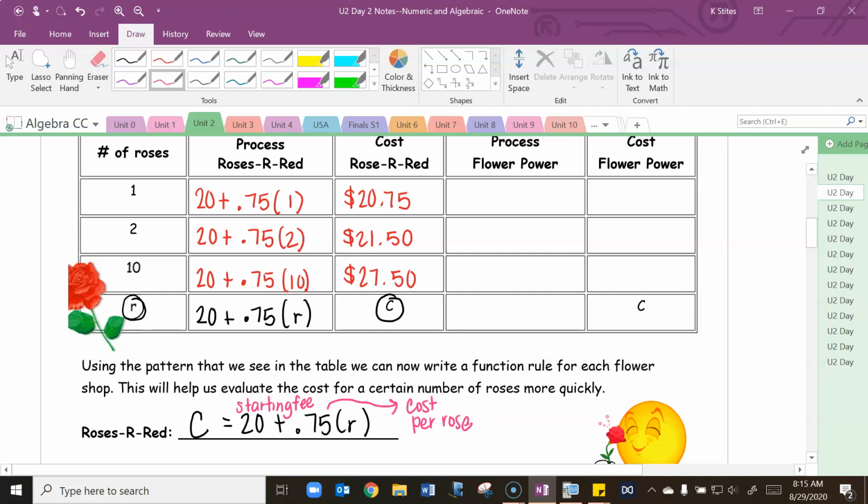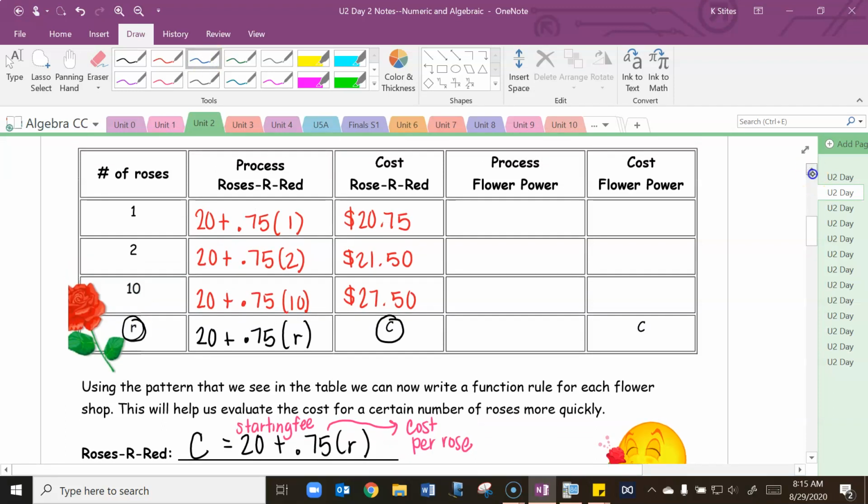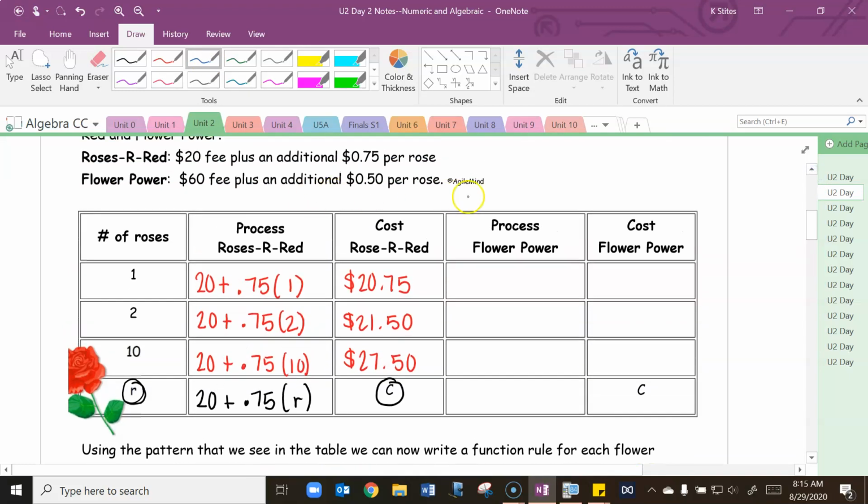All right, so now let's try this again with Flower Power. Okay, and again, Flower Power had a slightly different amount that we're paying. We're going to start with our $60 fee this time, but it's only 50 cents per rose. So 0.50 times, we're still getting one rose. And that one we can probably do in our head, it's just $60.50. All right, we'll do this again. We're going to get two roses this time, but we still have that $60 fee. Plus, it's still 50 cents per rose, but this time we're getting two. 50 cents times 2 is just $1, so this is going to be $61.